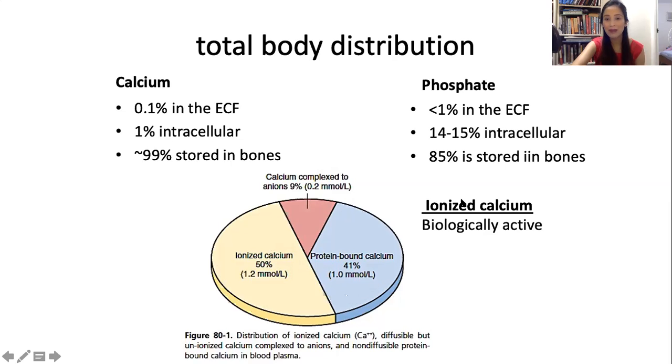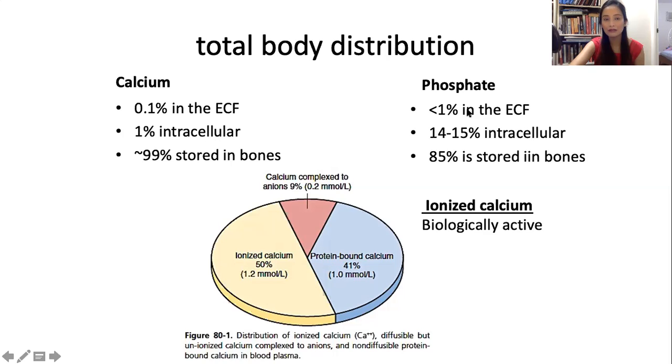So this is the distribution of your calcium in the body. 50% will be biologically active in the form of your ionized calcium. 9% will be calcium complexed with anions such as calcium phosphate and calcium oxalate. And then lastly, your protein-bound calcium will be 41% of your calcium in the body. So what's your protein-bound calcium? Usually, this is your calcium bound to albumin.